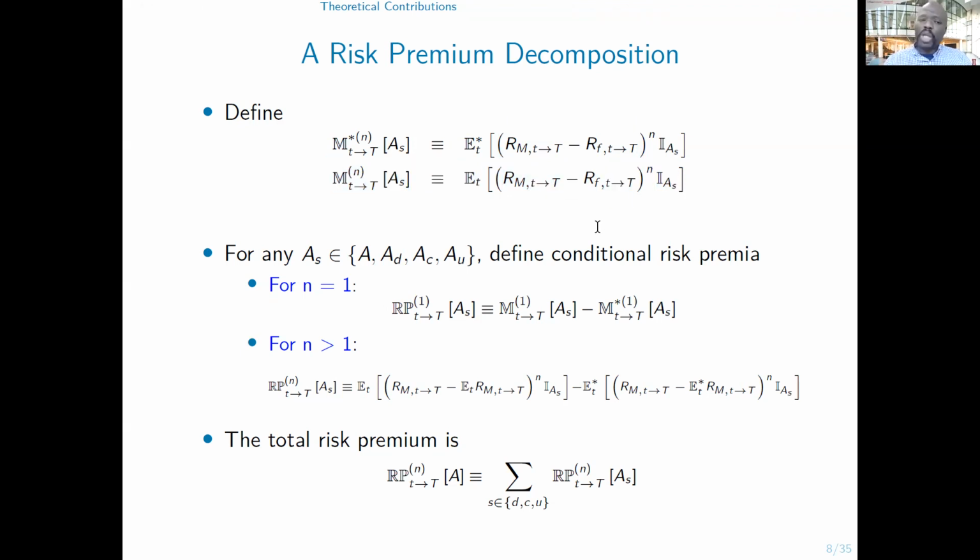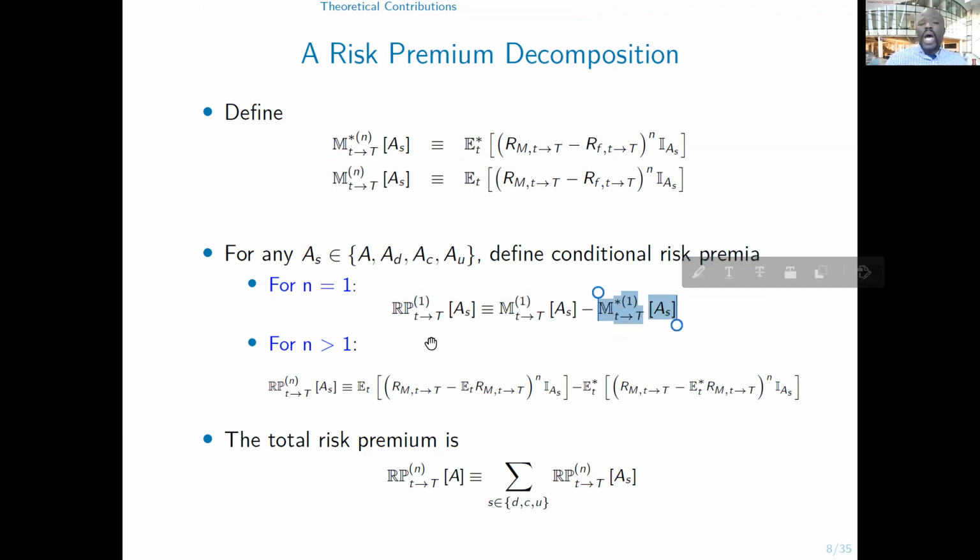Now, for any AS here, it could be the lower tail, the center, the right tail, or the whole positive real line. So we define the risk premium on the market as the difference between the physical moment and the risk neutral moment. This is a component of the risk premium.